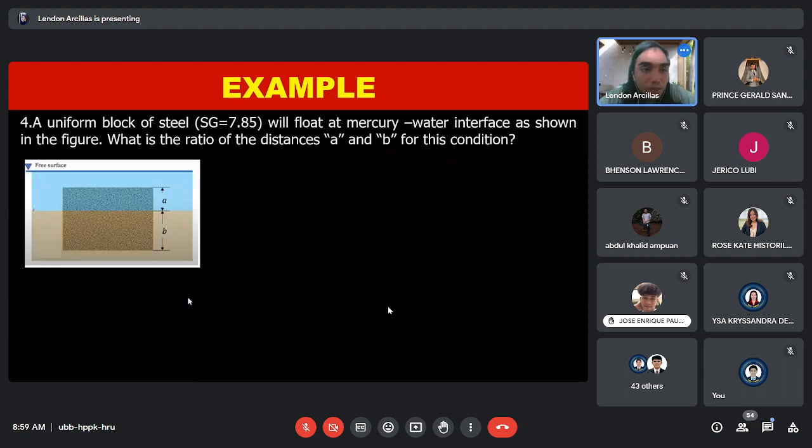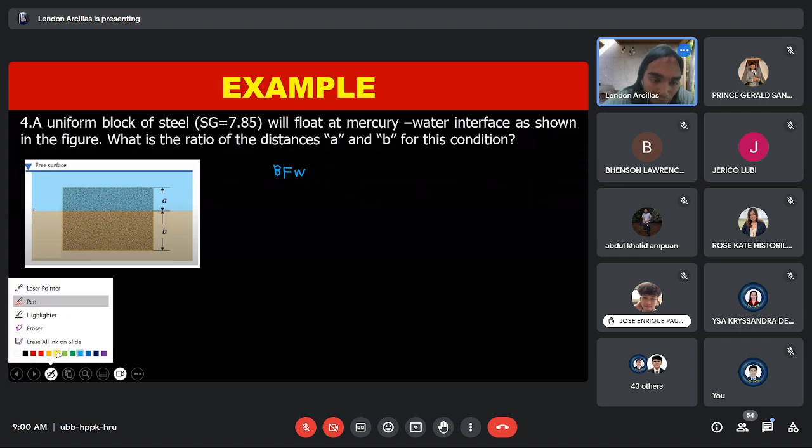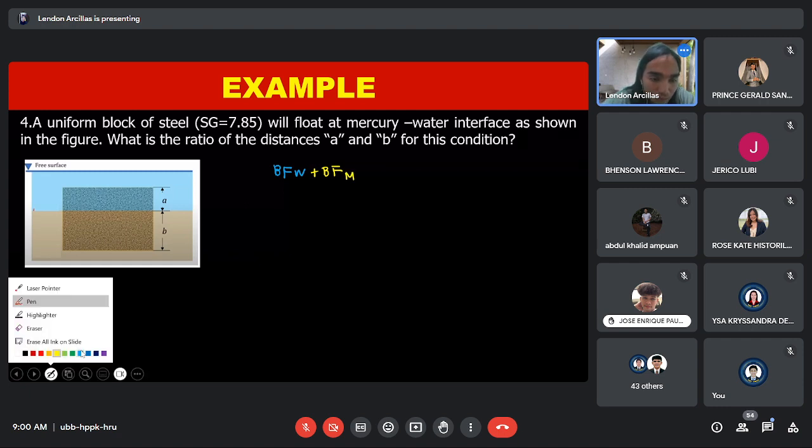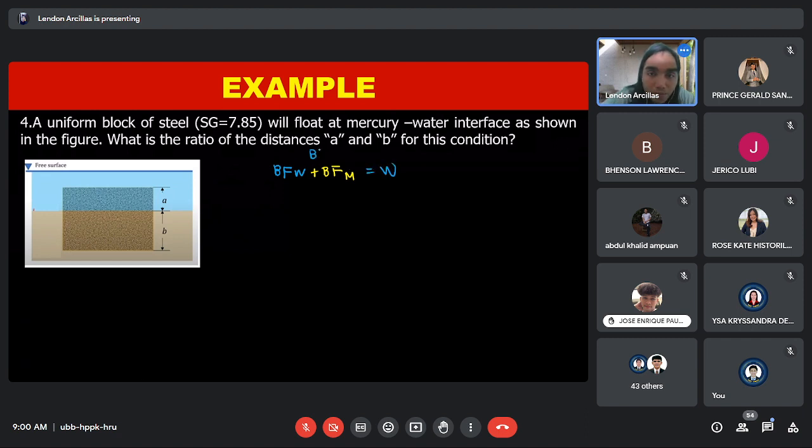So, fourth example. A uniform block of steel, Sg ng steel is 7.85, will float at a mercury-water interface as shown in the figure. What is the ratio of the distances A and B for this condition? Okay, so dalawa na siya, di ba? Baliktad yung kanina. So this is BF ng water, since nakalubog na yung water, plus buoyant force ng mercury equal to the weight.